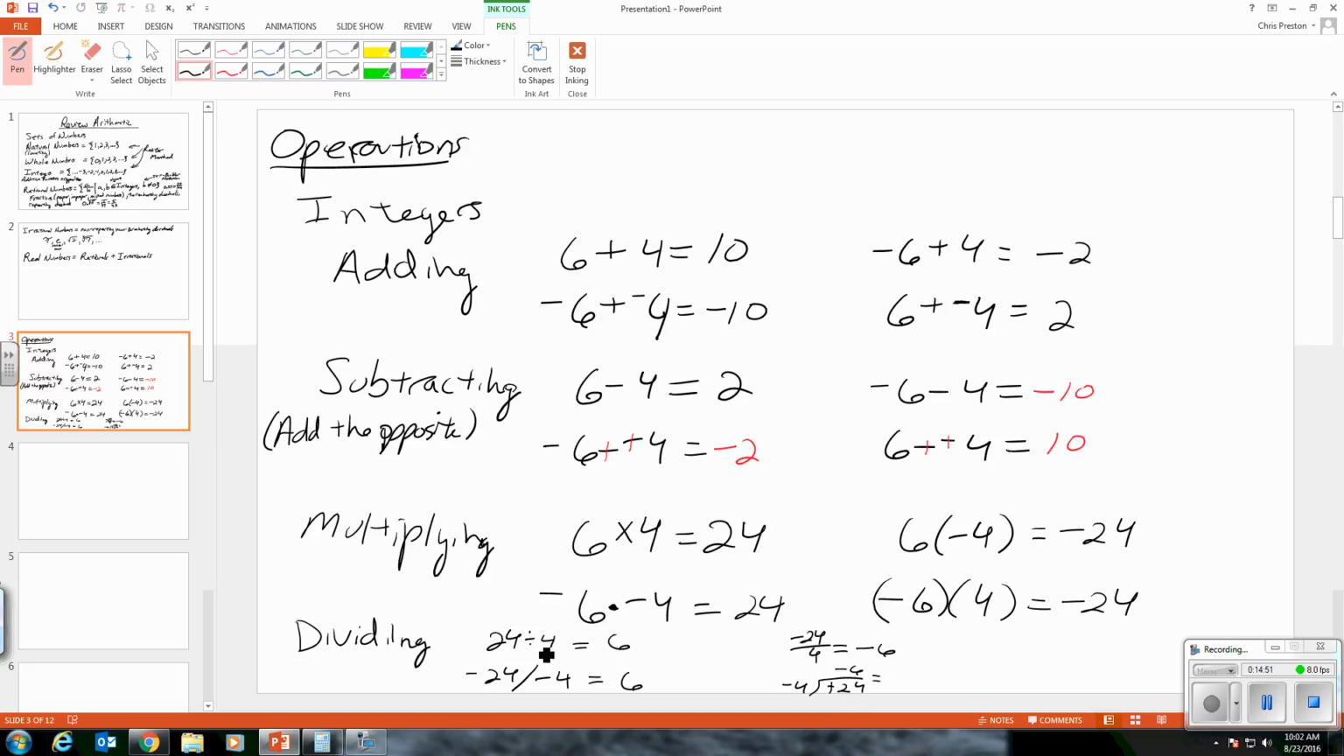So just like with the multiplication, if you're dividing and you have two of the same sign, so two positives make a positive, two negatives also make a positive. But when you have different signs, when you're dividing two things and you get different signs, the answer is going to be negative. So negative 24 divided by a positive 4 is a negative, and negative 4 into a positive 24 is a negative 6. So it's just like the multiplication. So I'm going to stop this video and I'll start another one to continue.